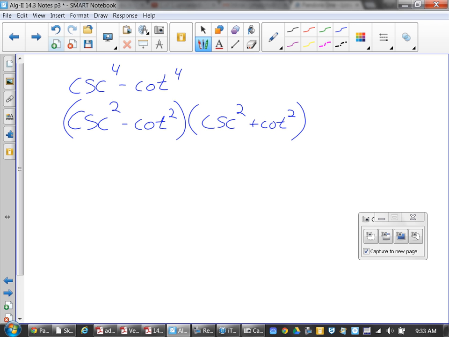So now think about your Pythagorean identity. 1 plus cotangent squared is cosecant squared. Therefore, cosecant squared minus cotangent squared is 1. So this becomes 1. And then here, it wanted it in terms of cosecants, correct? So here all I have to do is rewrite the cotangent squared, so 1 plus cotangent squared is cosecant squared minus 1. And now you have 2 cosecant squared minus 1.